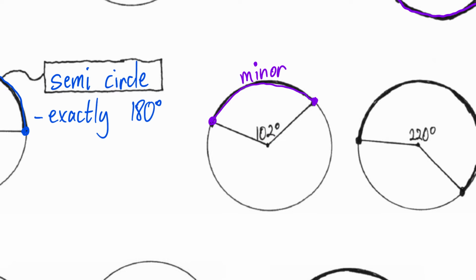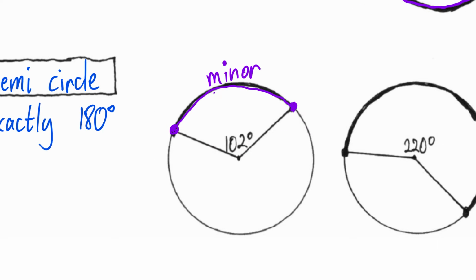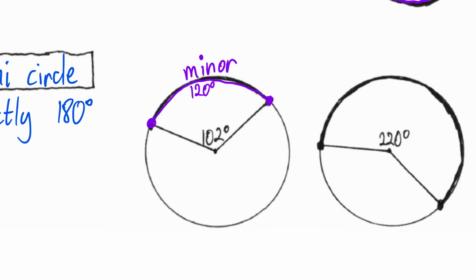Now, here's the other thing. Going back up to what we talked about, what this said right here, that the arc is related to the measure of the central angle. Not only is it just related, it's the exact same thing. So if that angle is 120, this arc is 120 degrees. That's the way it is with central angles and their arcs. The arc is the same number of degrees as the central angle that makes it.